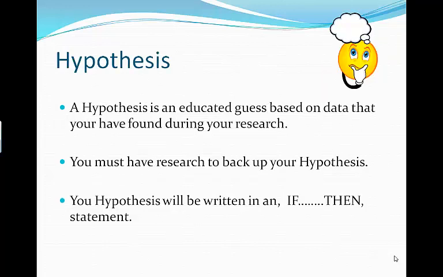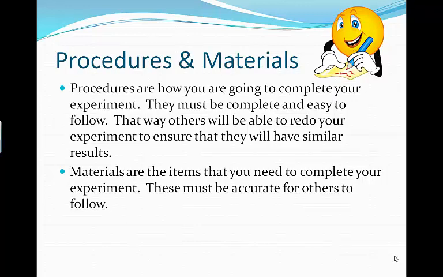Next thing is we come up with our hypothesis. A hypothesis is an educated guess based on the data from your research, and it helps you decide what it is you're going to try to prove. You need to look at it, come up with an educated guess, and go, okay, this is what I'm going to try to prove. You must back it up with that research, and it needs to be written in an if-then statement. If I do this, then this will be the outcome.